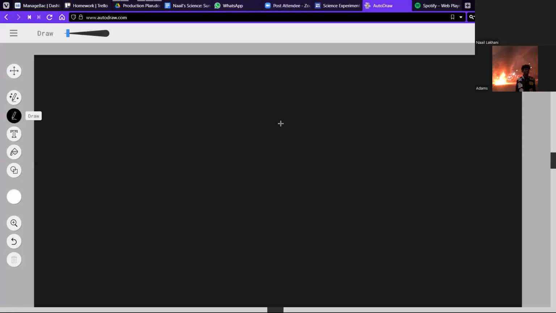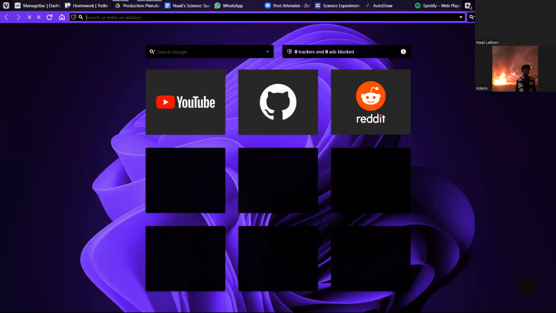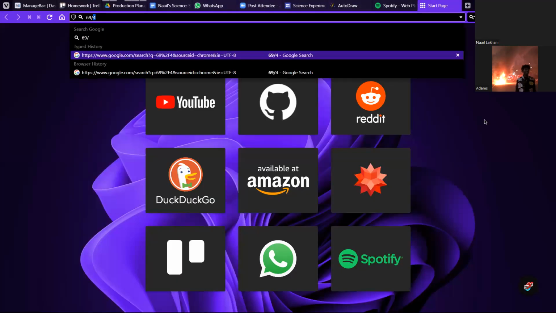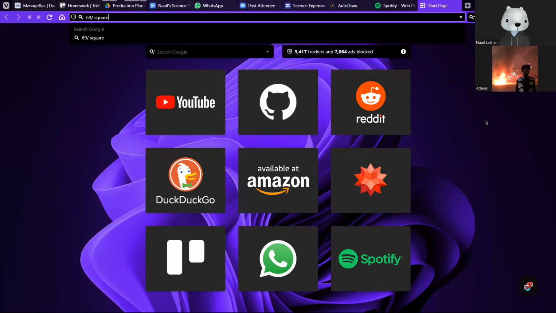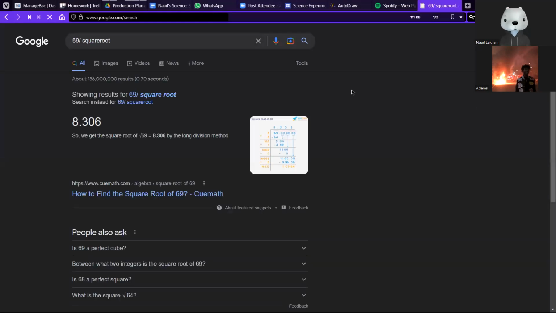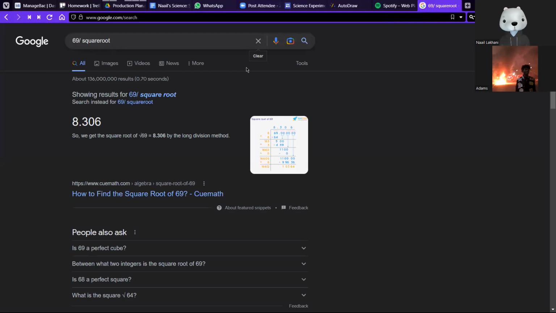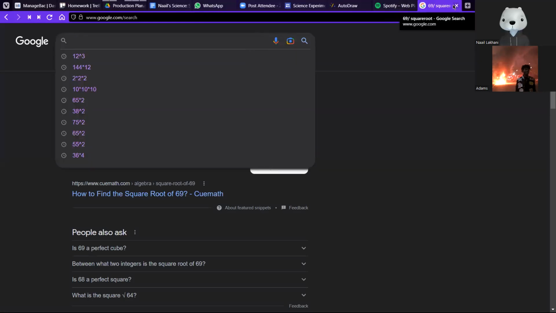Now square roots. Okay, square roots. Give me any number. I give you 69. Are you serious? Okay, another number. 69, I believe, is not a perfect square. Let me just check if it's a perfect square. It's not a perfect square. It's 8.3 something. Give me a perfect square root.